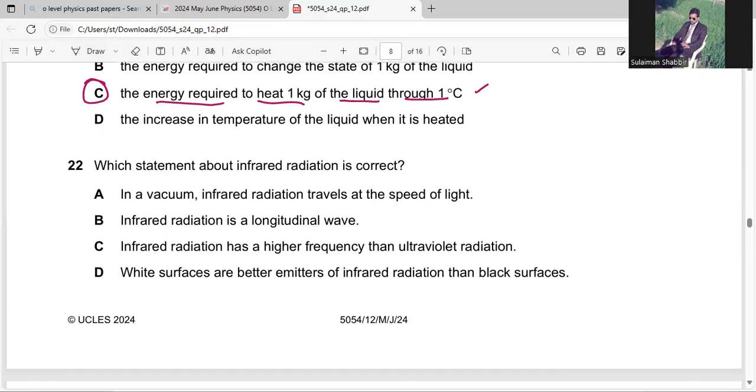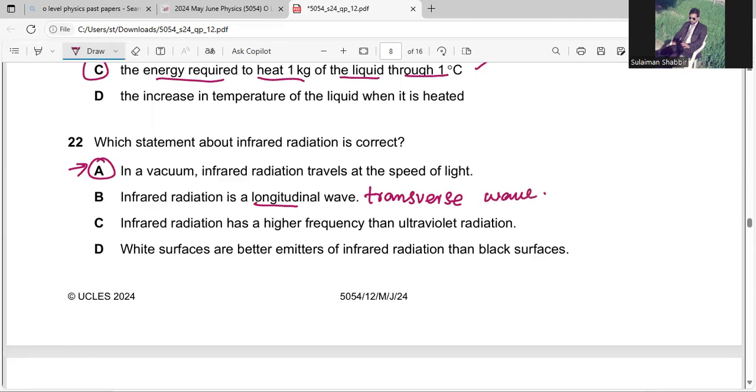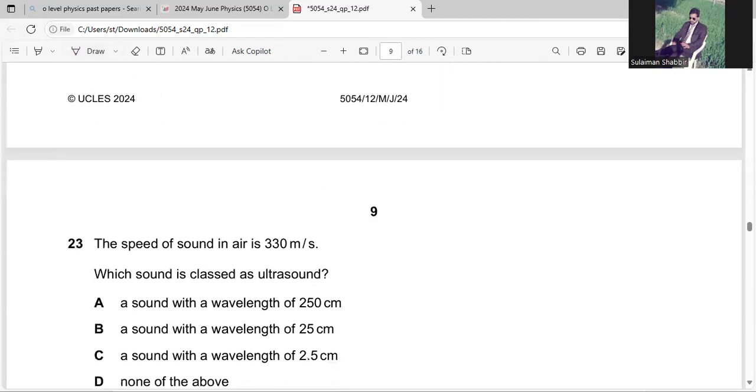Now he is saying which statement about infrared radiations is correct. So in vacuum, infrared radiations travel at the speed of light. It is correct. But we also check the other ones. Infrared radiation is a longitudinal wave. No, that is a transverse wave, or electromagnetic wave. Infrared radiation has higher frequency than ultraviolet. No, they have lower. White surfaces are better emitters of infrared radiations than black surfaces. No way. So let's move on to the next one.